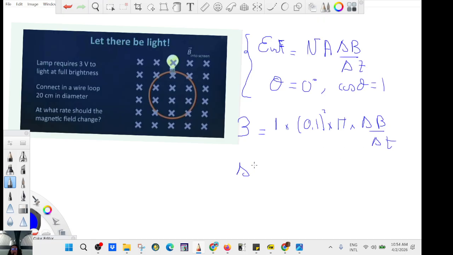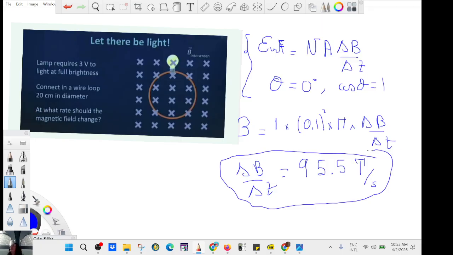So what did you get? So it's going to be 3 divided by 0.1 squared times pi. 9.5 or 95.5? Yeah, 95.5 Tesla per second.